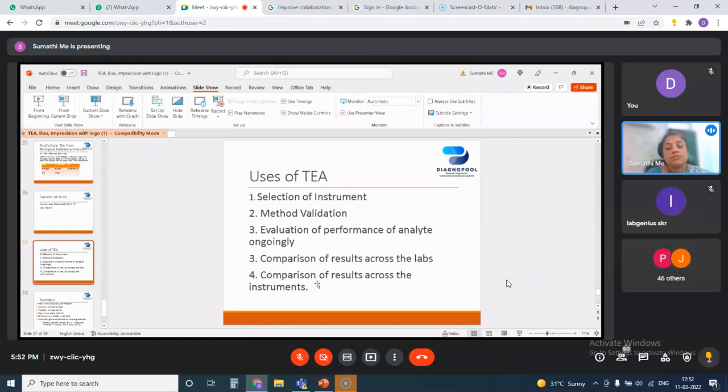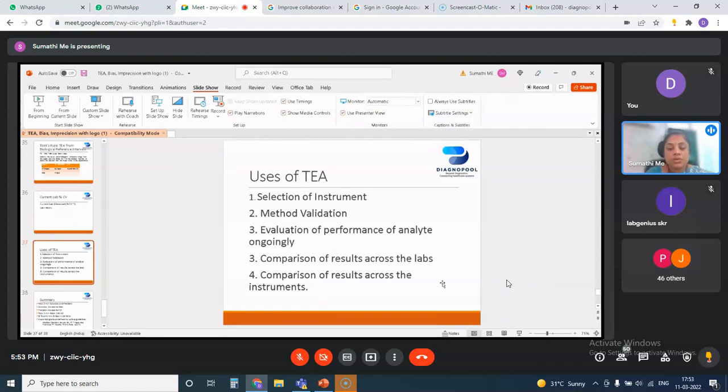It can be applied for validating a new method, whether the new method has an error limit the same as the standard method, or you can compare with another reference method. And you can use the calculation of total error for evaluating the performance of an analyte on an ongoing basis. This is what we do commonly, when we do internal quality control and external quality assessment, to see how we are improving. Also, there is the comparison of results across labs. When you want to compare your reliability, reproducibility and quality goals with another reference lab or peer group, TEA can be used as one of the tools.